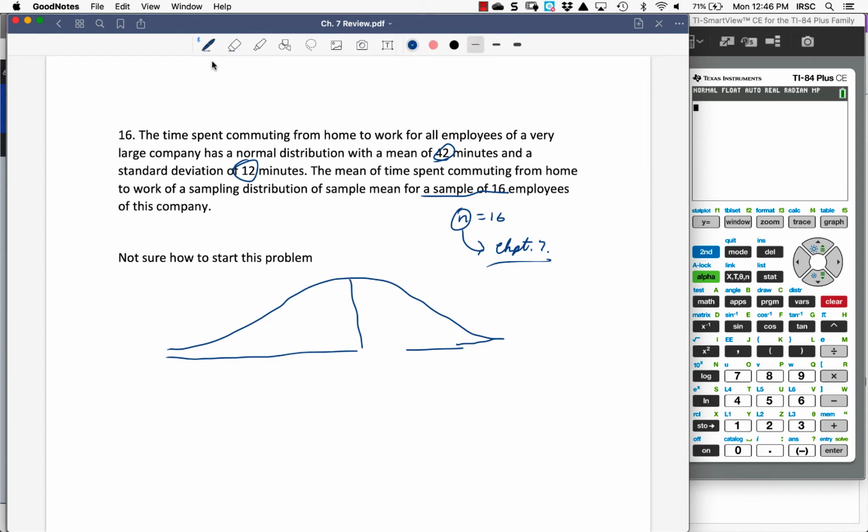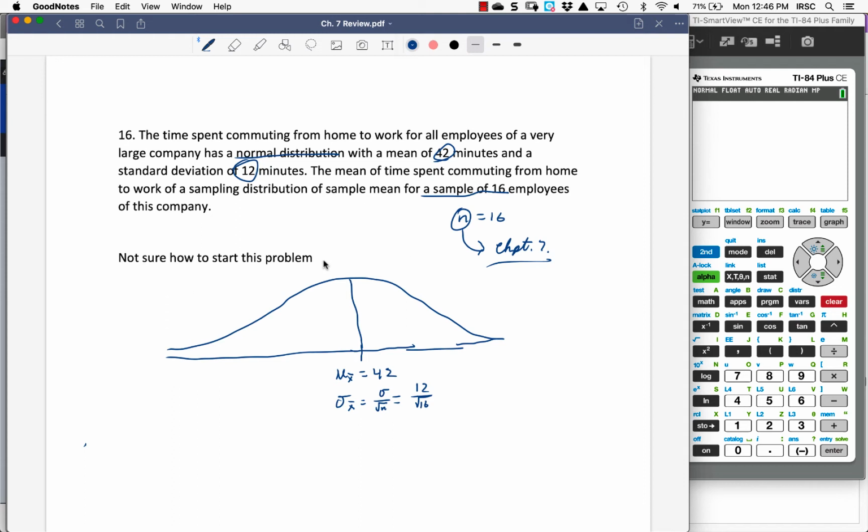Now, we really didn't have to erase the mu because mu sub x bar is mu, right? Mu sub x bar is mu, which is 42. But sigma sub x bar would be sigma over the square root of n, right? And in this case, that would be 12 over the square root of 16. 16 is too small unless the original material is normal, but we see here that it is, so we're good to go.